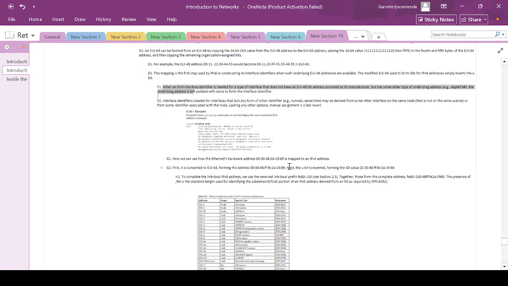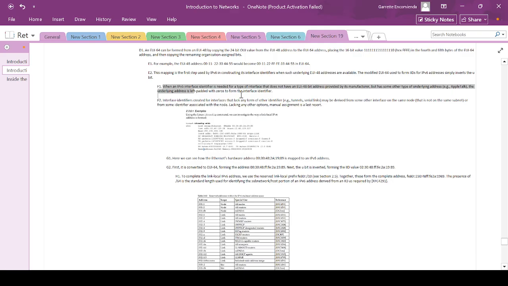When an IPv6 interface identifier, or IID, is needed for a type of interface that does not have an EUI-48 address provided by its manufacturer, but has some other type of underlying address like AppleTalk, the underlying address is left padded with zeros to form the interface identifier.